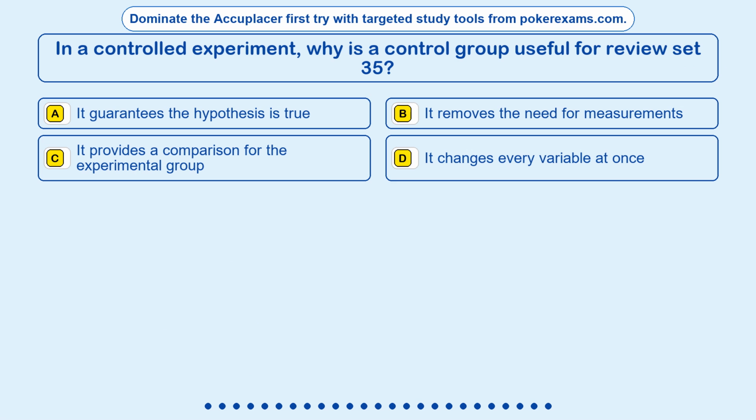Question 25. In a controlled experiment, why is a control group useful for review set 35? Option A. It guarantees the hypothesis is true. Option B. It removes the need for measurements. Option C. It provides a comparison for the experimental group. Option D. It changes every variable at once.